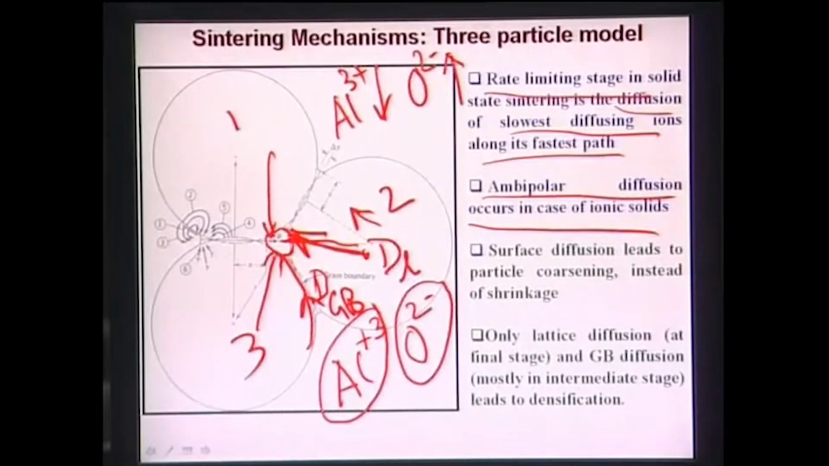The second point is that surface diffusion, as I said in the last slide, leads to particle coarsening instead of shrinkage. That is quite straightforward, because surface diffusion actually increases the particle to particle distance, and thereby the surface diffusion process encourages particle coarsening. The third point we have written here is that only lattice diffusion and grain boundary diffusion lead to densification. That means in this stage the particle to particle distance decreases as the density is increased.